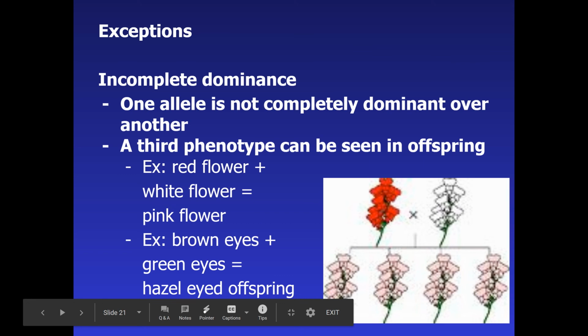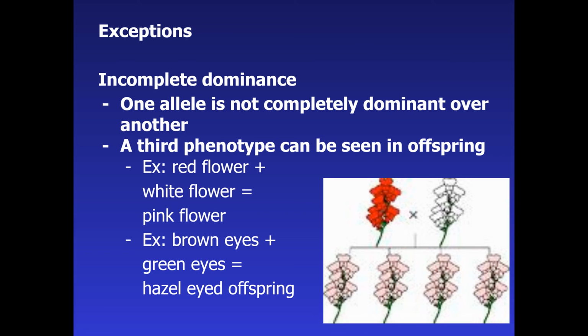So a human example could be a mother with brown eyes and a father with green eyes. Their offspring could have incomplete dominance. The brown eyes might not be dominant in this case, and you could have hazel-eyed offspring, kind of a mix between brown and green.